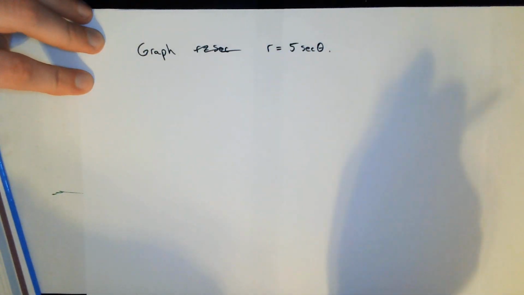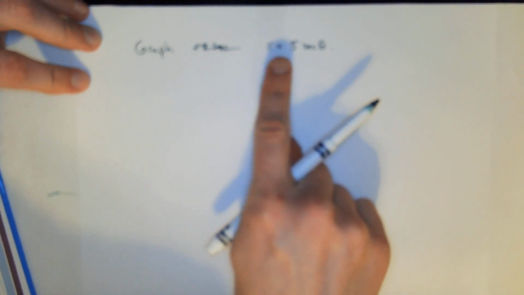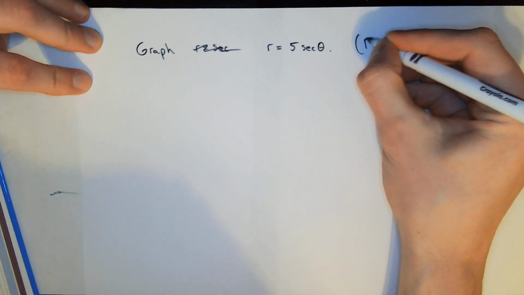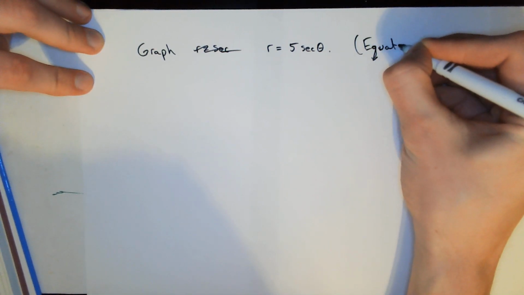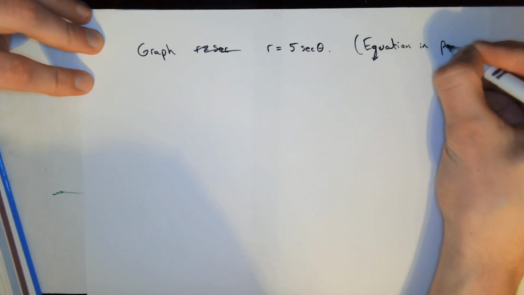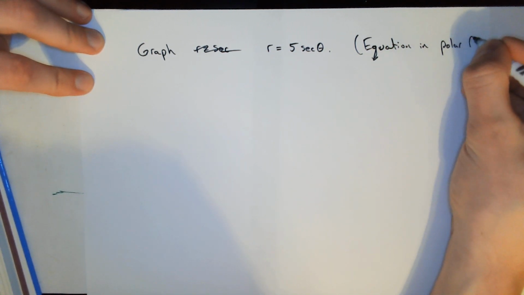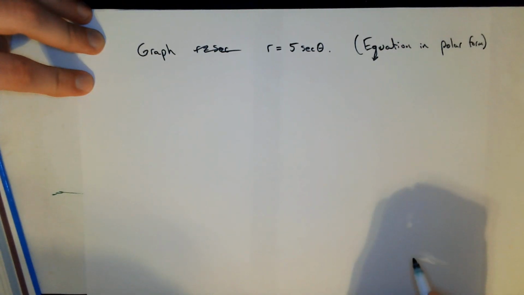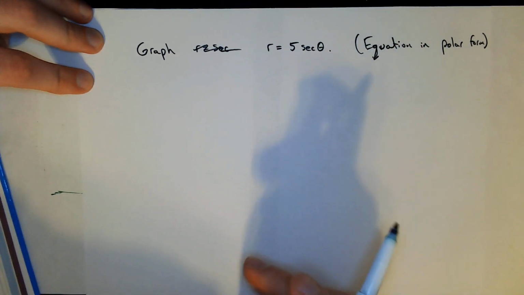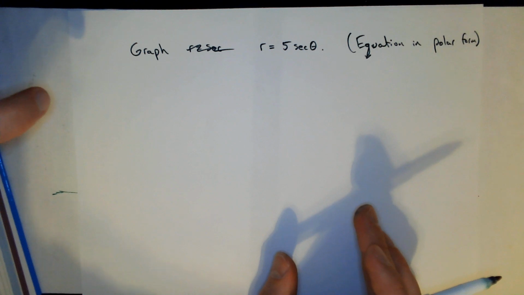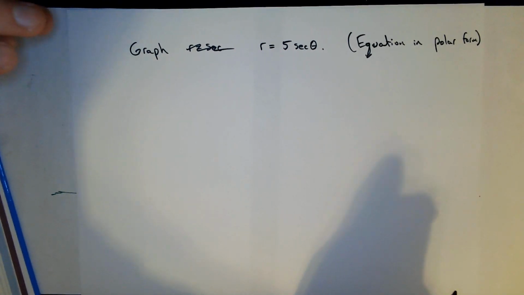If we're asked to graph this equation, it's an equation in polar form. That's how I would describe this. And we're asked to graph it. Well, how the heck do you graph this, right? Other than just asking Desmos to do it for you.